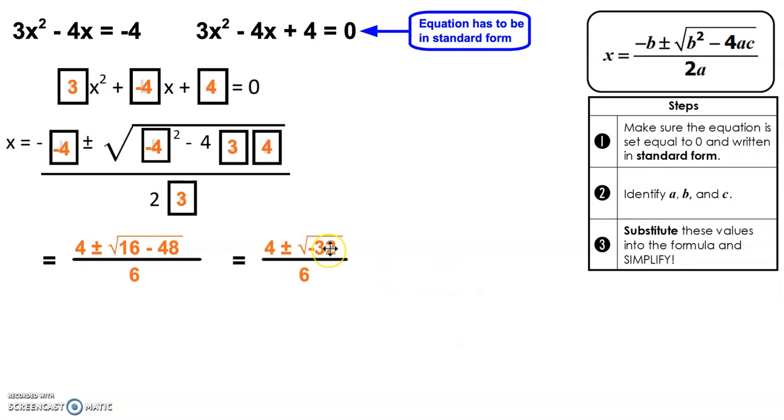If I try to take the square root of negative 32, there's not a number multiplied by itself that's going to give me a negative value here. So that means that I can't take the square root of this negative 32 without getting a number that's not real. And so that means that this has no real solutions. That means that our value for our solution isn't real.